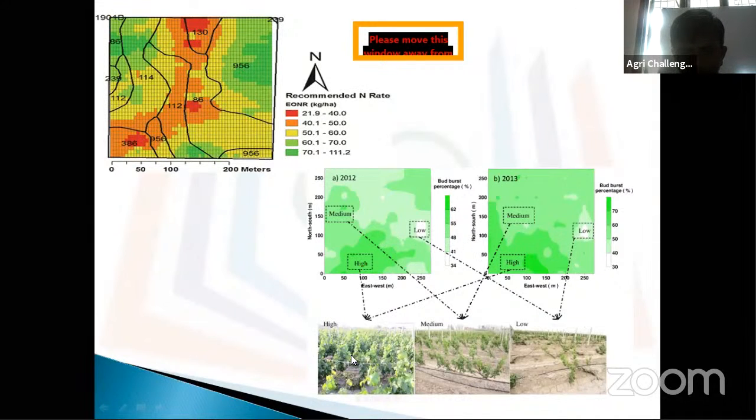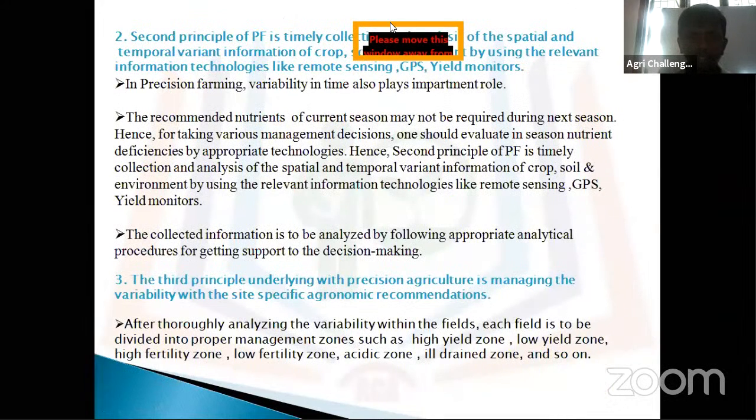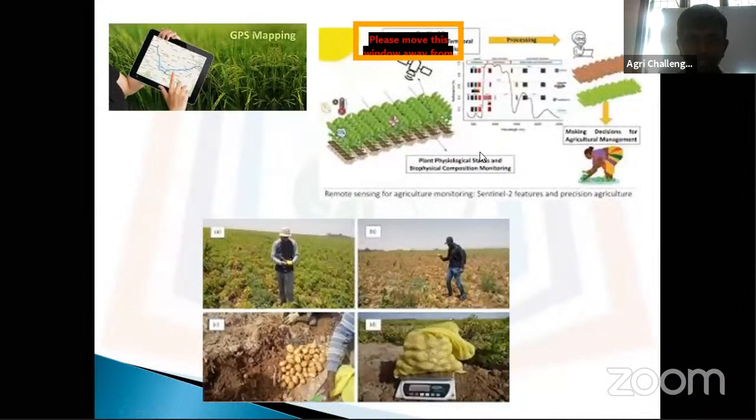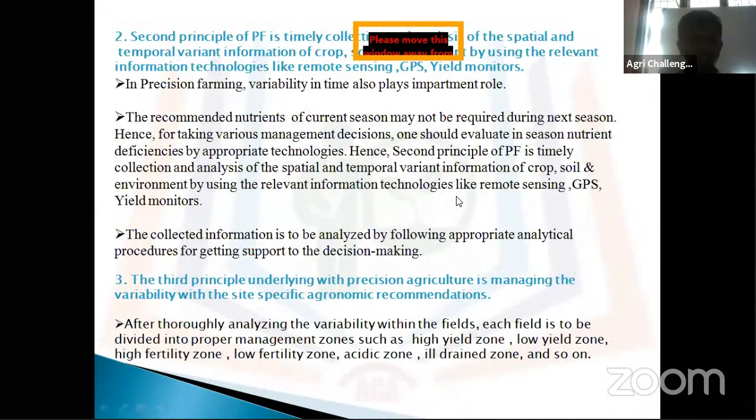Here is the temporal variation. In the chart given above, for 2 years, this means temporal variability. In 2012 it is high, in 2013 also it is high, but the difference is there. So that is the first principle: understanding the basics.